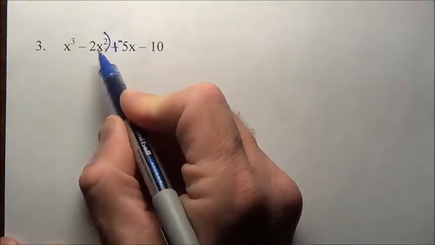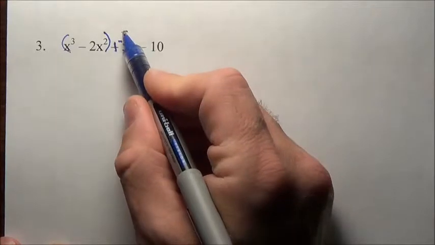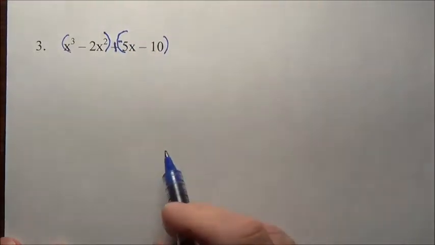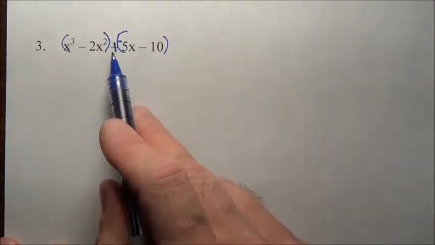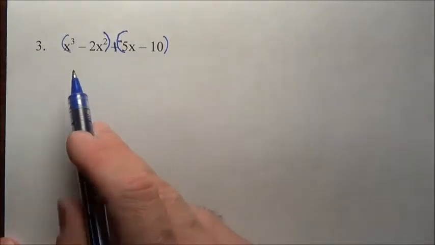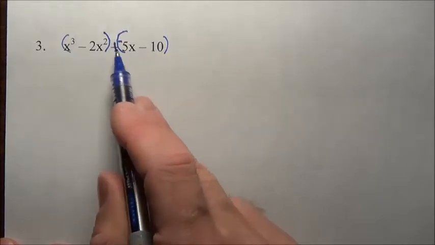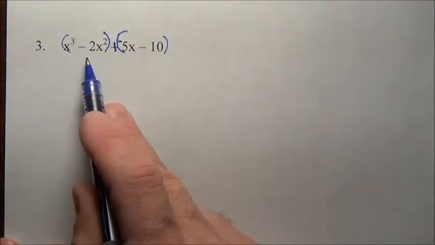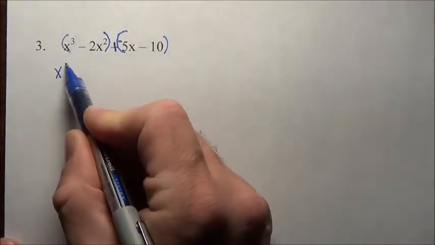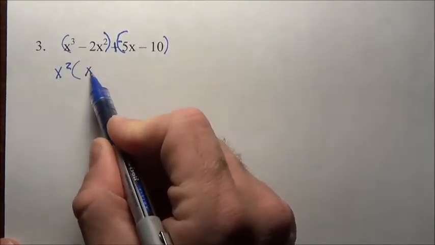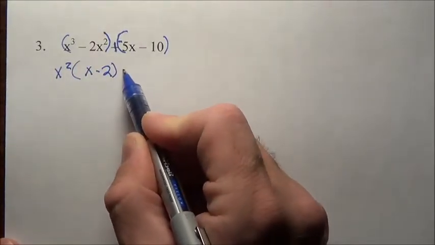Now I'm going to group this together and group that together. I'll explain why in a second, why we have to make sure we do that. But let's go ahead and do the problem first. All I'm going to do is group this first 2 together, group the second 2 together. I'm going to factor out what can be factored out. In this case, an x squared can be factored out. You're left behind with x minus 2.